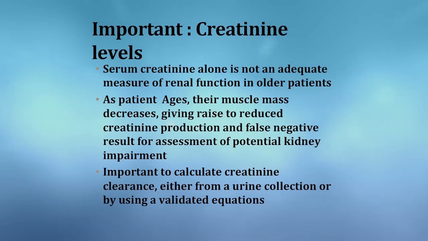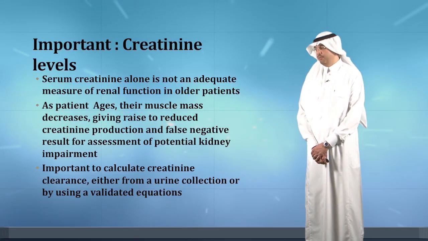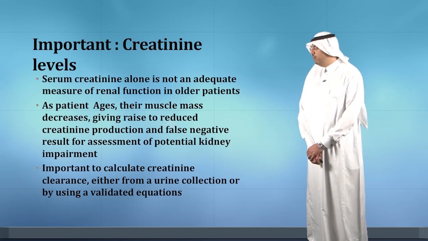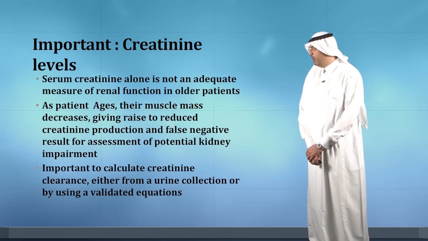It is always important to bear in mind, when we determine creatinine levels, that serum creatinine alone is not an adequate measure of renal function in older patients. As a patient ages, their muscle mass decreases, giving rise to reduction in creatinine production and a false negative result for assessment of potential kidney impairment. And it is very important to calculate the creatinine clearance either from a urine collection or by using validated equations.